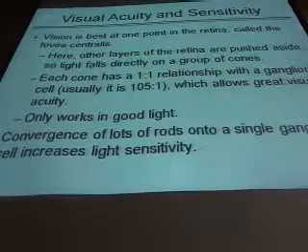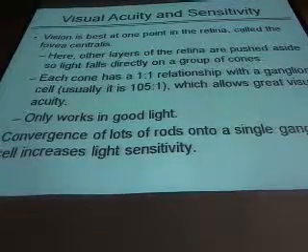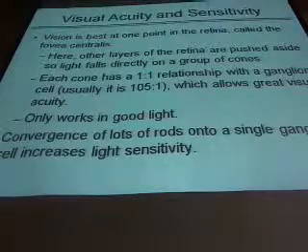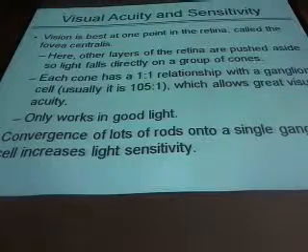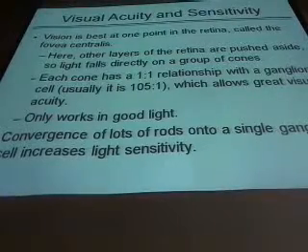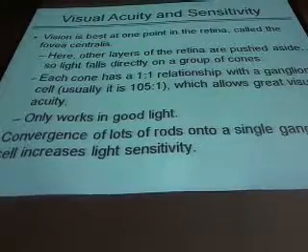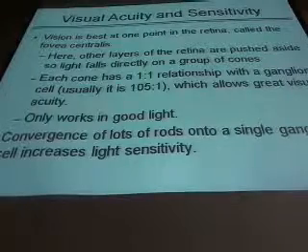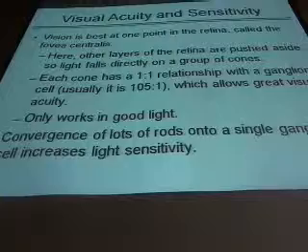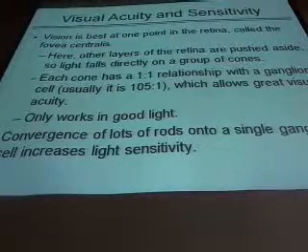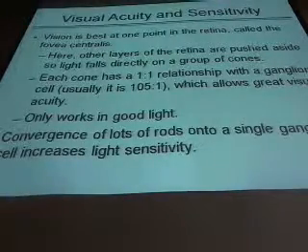In your retina, you have the fovea centralis. That's where most of your cones are. That's where your visual acuity is. Again, each cone has a one-to-one relationship with the nerves. So when the light hits it, it's going into its own nerve. The brain can really tell what's happening.